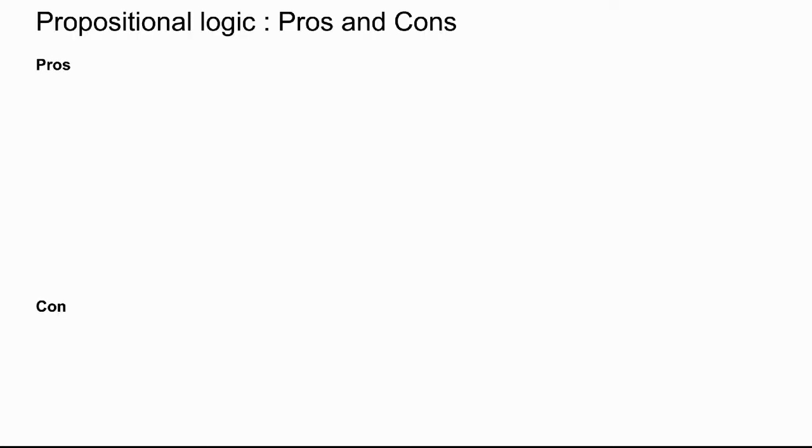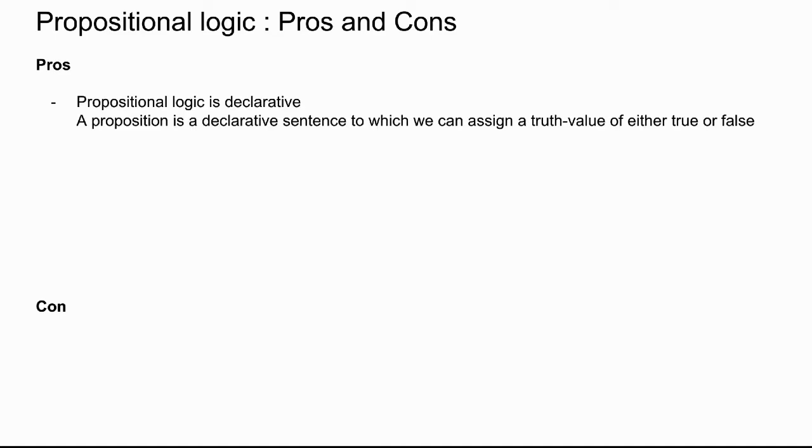So before looking at the cons, let's look at the pros. Propositional logic is known to be declarative. And what is declarative? A proposition is a declarative sentence to which we can assign a truth value, and this truth value can be either true or false. This is a pro of propositional logic because it helps us in simplifying our notions of what is right and what is wrong, and thereby helps us in arriving at clear cut inferences.